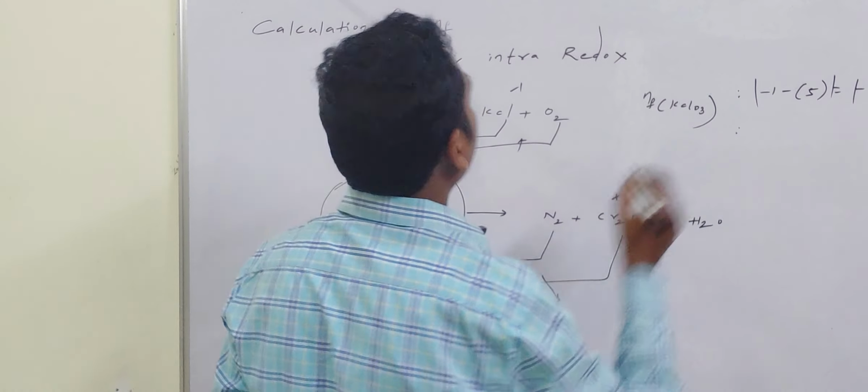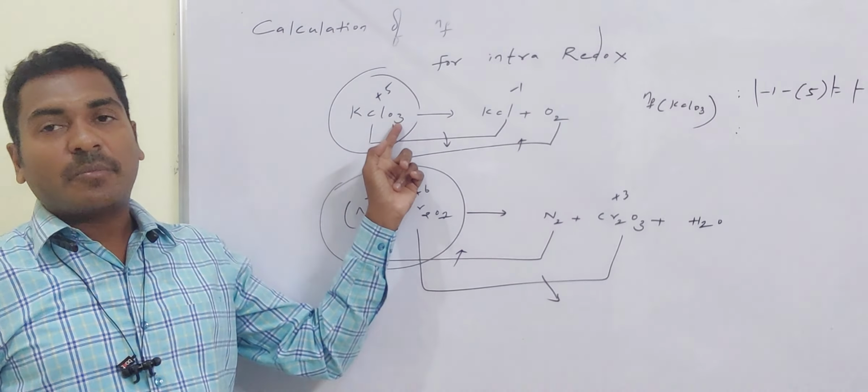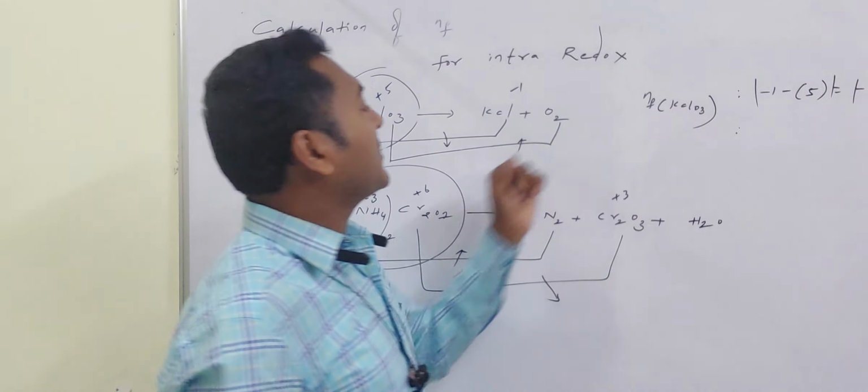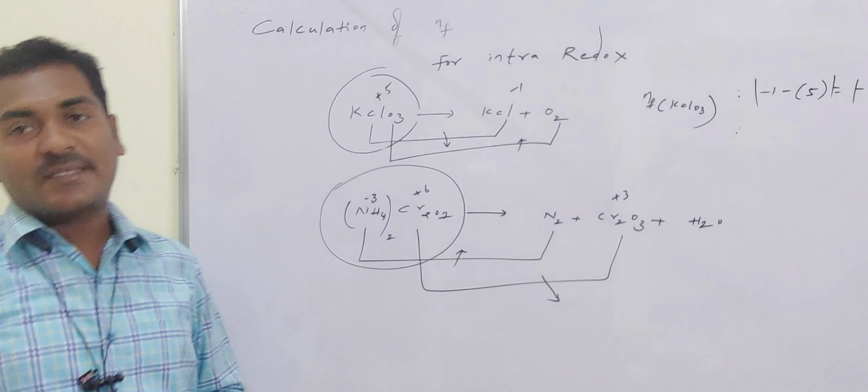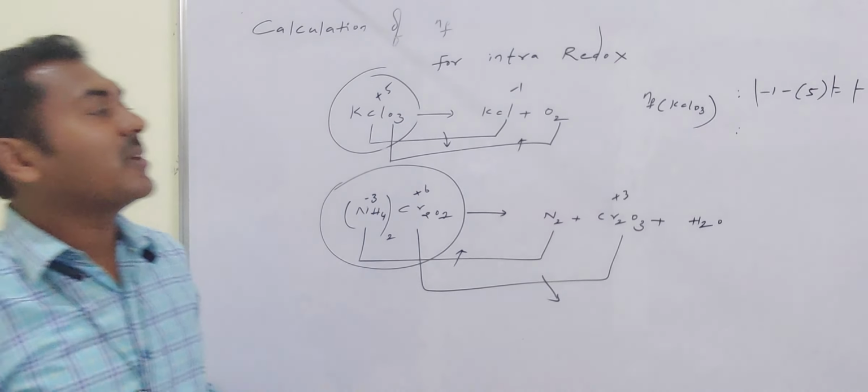Similarly, I can also consider this one with respect to oxygen. Oxygen is here minus 2 as oxidation number, converted to 0. For oxygen it is 2 N factor, whereas the number of oxygens present in the entire molecule is 3.